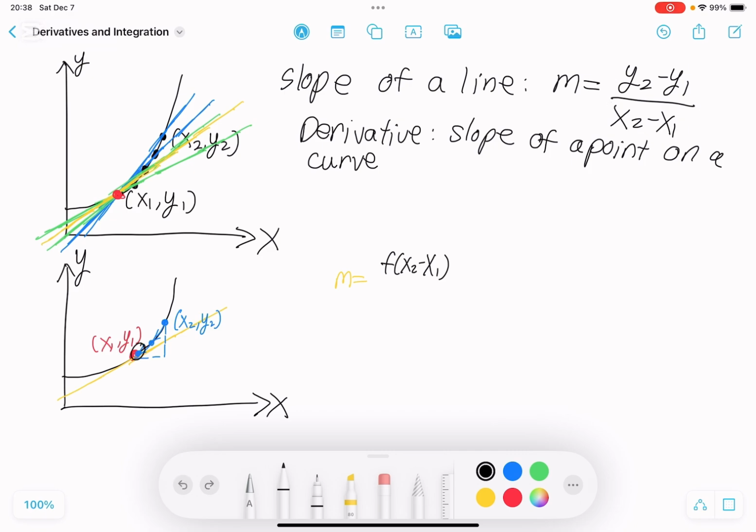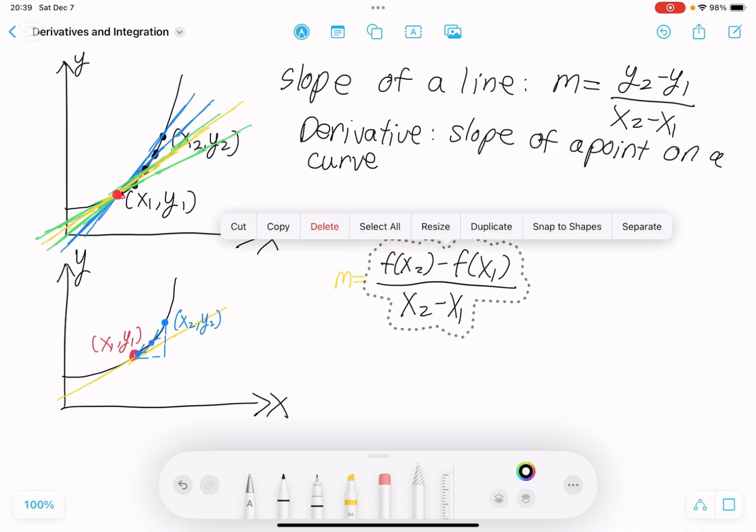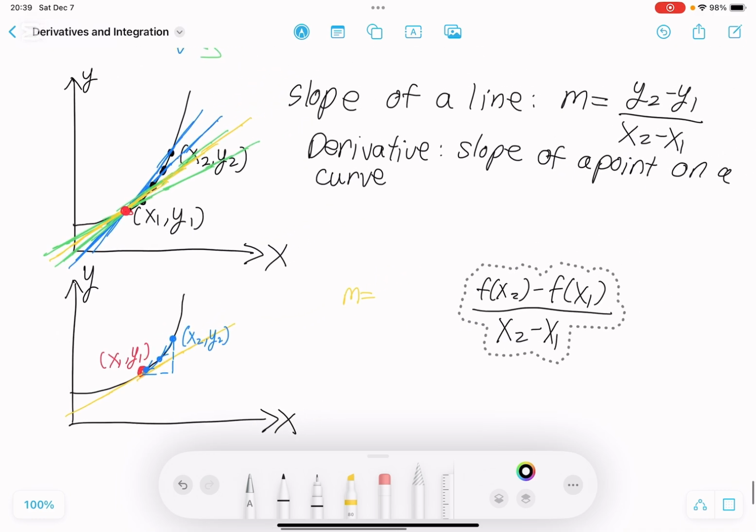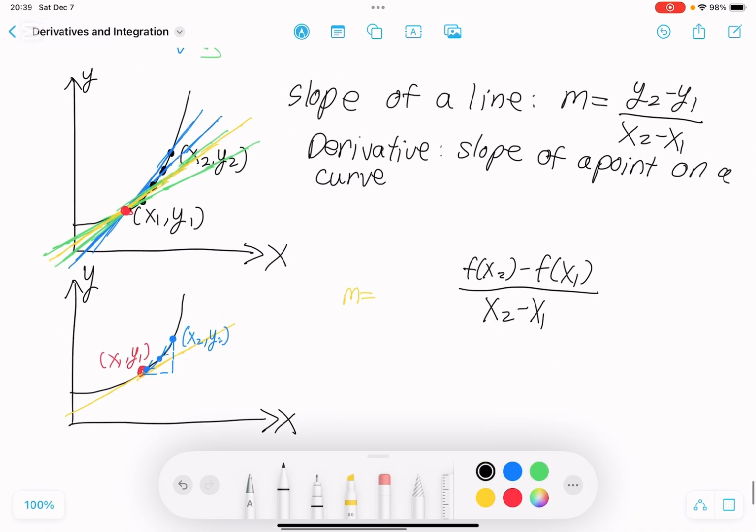Now, as the blue point gets closer to the red point, y2 minus y1 and x2 minus x1 are going to get smaller. Now, what is y2? y2 is f of x2. And what's y1? y1 is f of x1. And then we have x2 minus x1. And we want to make sure that x2 minus x1 gets smaller and smaller. So we can use the limit thing.